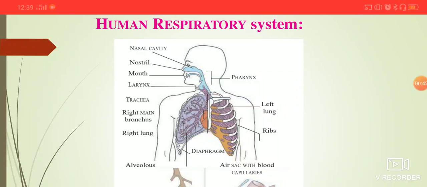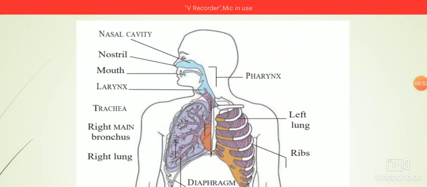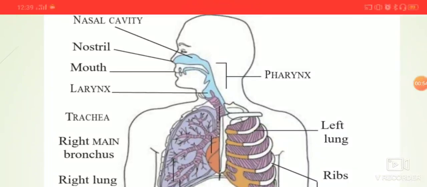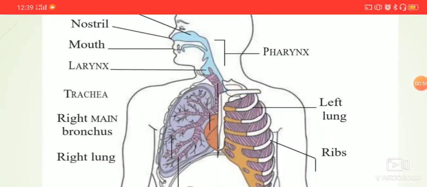The respiratory system can be divided into two parts, the upper respiratory system and the lower respiratory system. Here, this blue part is nothing but the upper respiratory system. This violet part is nothing but the lower respiratory system.